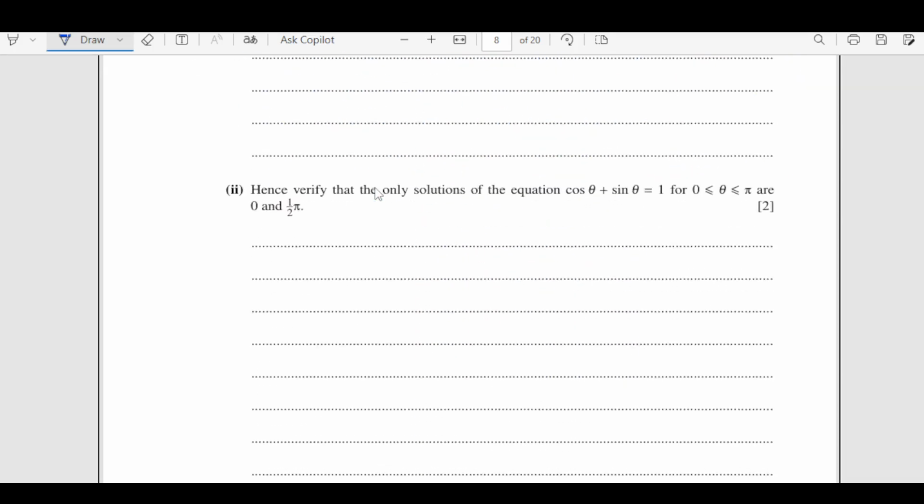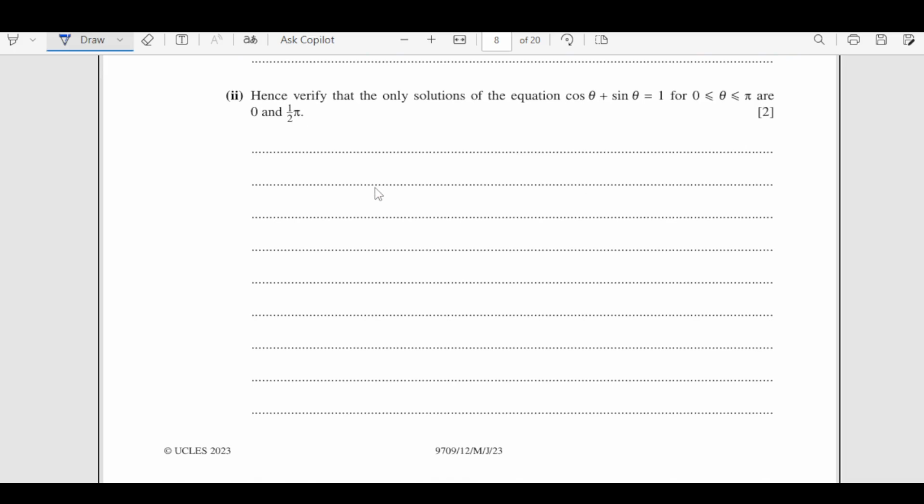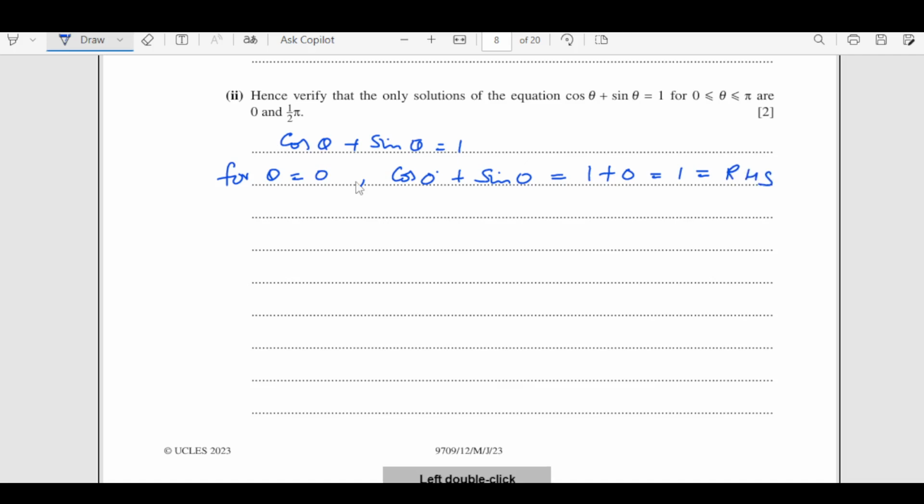Now part 2, hence verify that the only solutions of the equation are 0 and half pi. So we are given the equation cos theta plus sin theta is equal to 1, right. So we are looking at theta when it is 0. So when theta is 0, this is cos 0 plus sin 0. Cos 0 is 1, sin 0 is 0. So this is equal to 1, which is equal to the right hand side. So hence 0 is a solution, right.